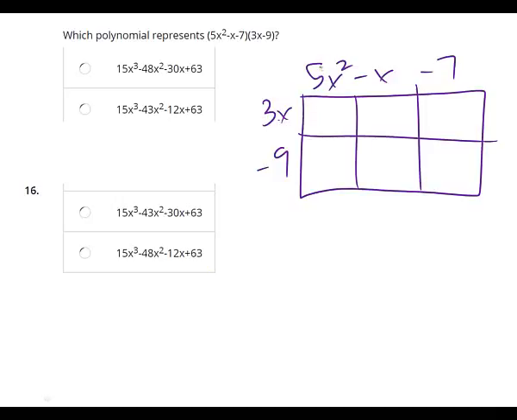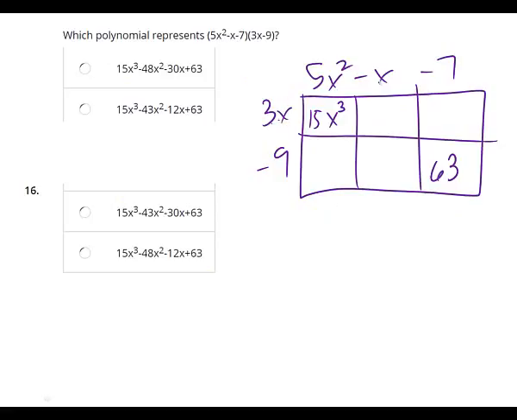3x times 5x squared is 15x cubed. Which it better be, look at all the answer choices, right? What's the last number better be? 63. It better be 63, right? So all that really matters is the middle. If you were running out of time on the test and you noticed that, do you even need to do the ends? No, just do the middle boxes, right?